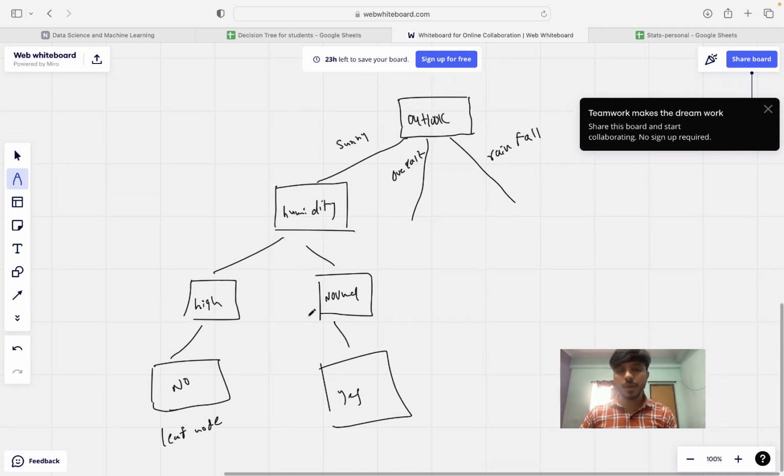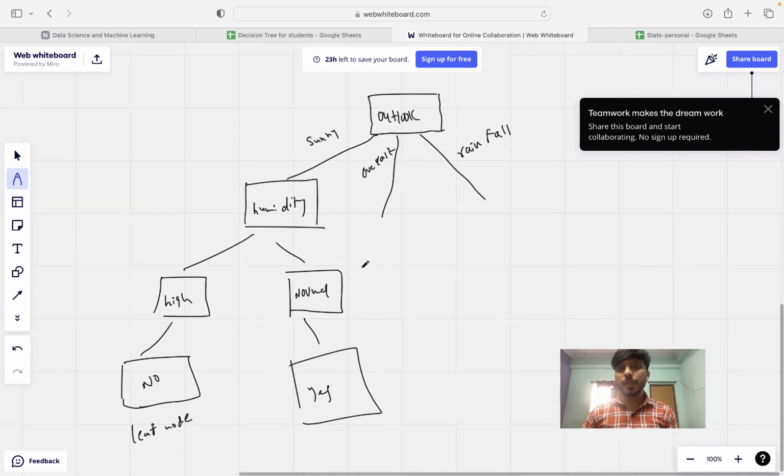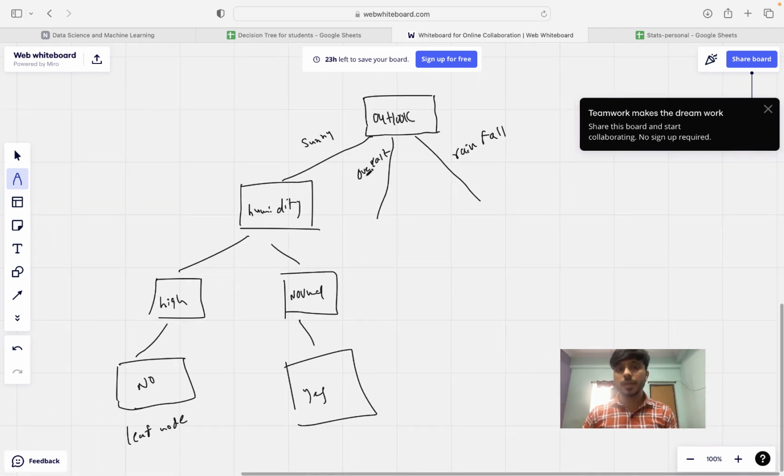So how are we interpreting this? Anyone who wants to play tennis would look at the outlook first. If it is sunny, he then checks humidity. If it is high, he is not going to play, and if it is normal, he is going to play. But what if he finds out that the outlook is overcast? What is he going to do next? Which feature is he going to consider? Similarly, which feature is he going to consider for rainfall? We are done with outlook and humidity, right? We are left with only the temperature and wind columns.